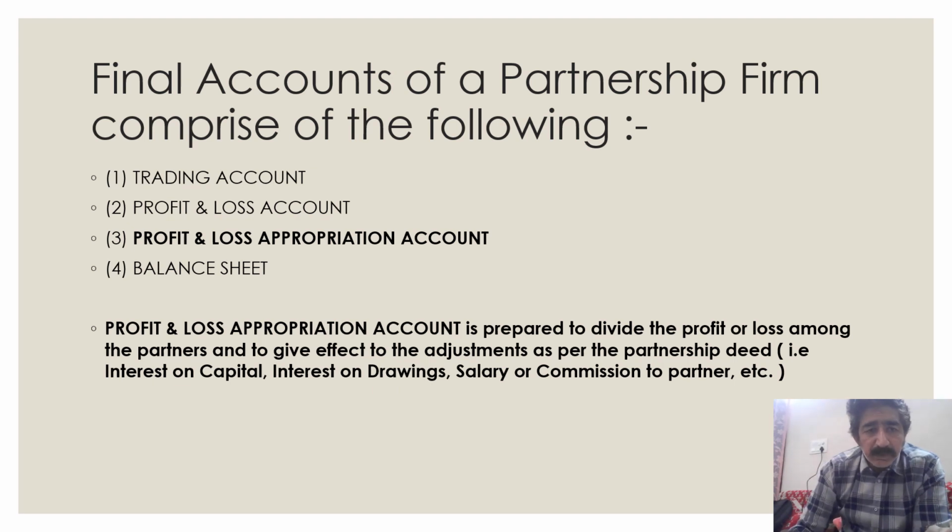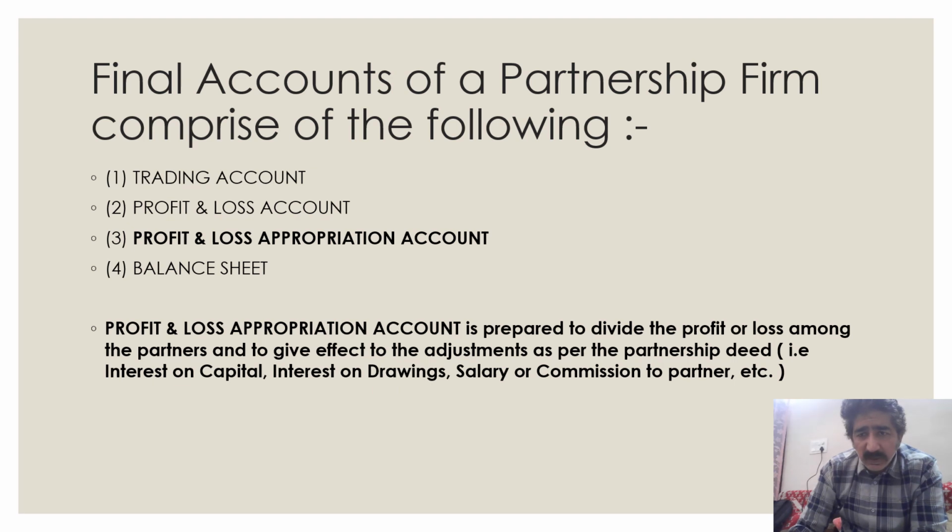Okay, so see, trading account gives you gross profit, which you transfer to profit and loss account. Profit and loss account gives you net profit, which you transfer to profit and loss appropriation account, so that you can divide this net profit among the partners. But you know, in profit and loss appropriation account, we will also pass the entries for various adjustments which I just discussed in the previous slide.